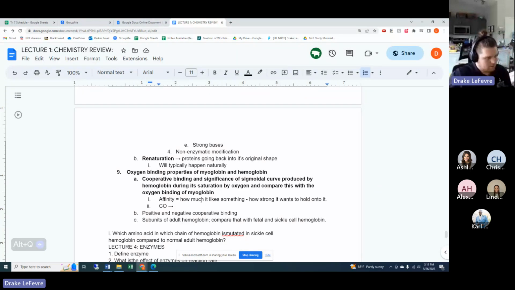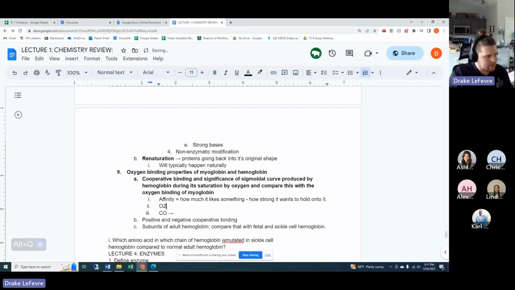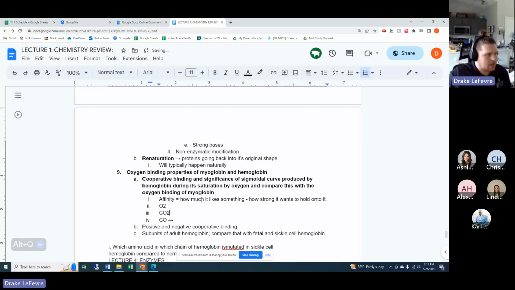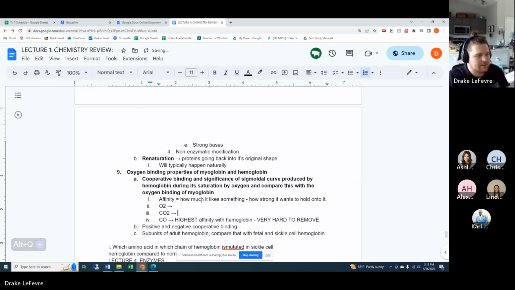Okay. Well, the ones that we really talk about are oxygen, carbon dioxide, and carbon monoxide, right? So hemoglobin has a good affinity for both oxygen and carbon dioxide. Carbon monoxide has the highest affinity with hemoglobin. Very hard to remove. If it does come up, I know he's had questions like that in the past.